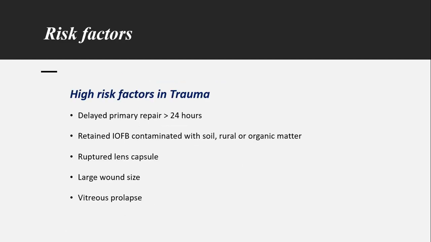So the risk factors in case of traumatic endophthalmitis are when we delay the primary repair, that is more than 24 hours. In fact, in all our cases, this is one condition where we take it up as an emergency. When the patient comes with open globe injury, immediately at least the globe is secured. The primary repair is done within the first 24 hours. There are two reasons for doing that. One is to maintain the integrity of the eyeball, and the second is to prevent infection.